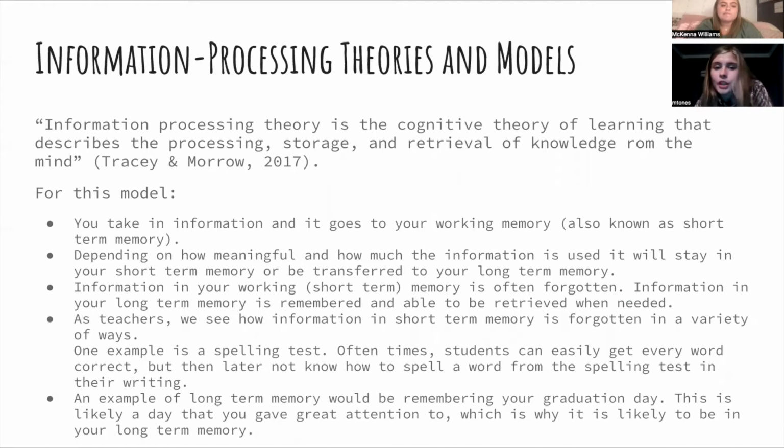Information in your working or short-term memory is often forgotten. Information in your long-term memory is remembered and able to be retrieved when needed. As teachers, we see how information in short-term memory is forgotten in a variety of ways. One example of this is a spelling test. Oftentimes, students can easily get every word correct and get a 100, but then later not know how to spell a word from the test in their writing. An example of long-term memory would be remembering your graduation day, which is likely a day that you gave great attention to, which is why it's likely to be in your long-term memory.